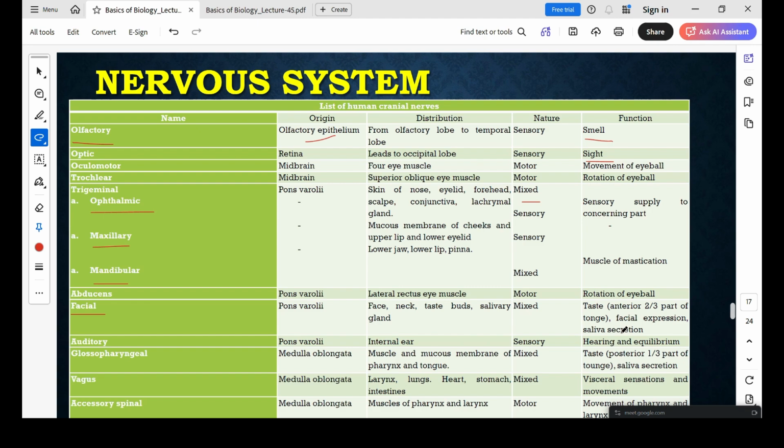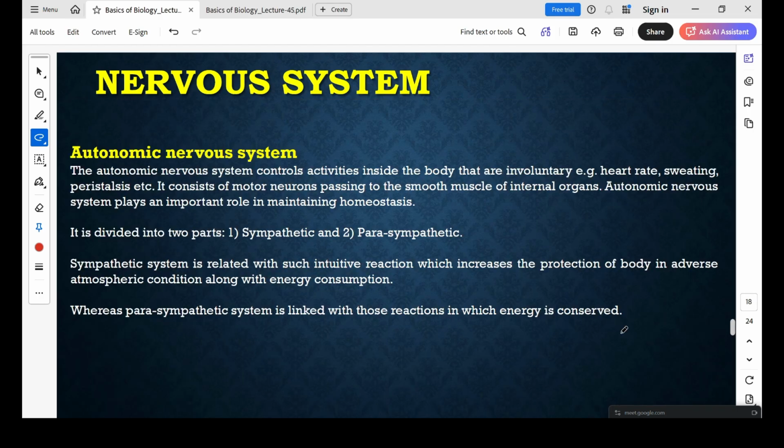So each of these nerves has its own function, has its own nature, whether it's sensory or motor or both. It has a particular origin, it goes to a particular region, and this is consistent in every human.